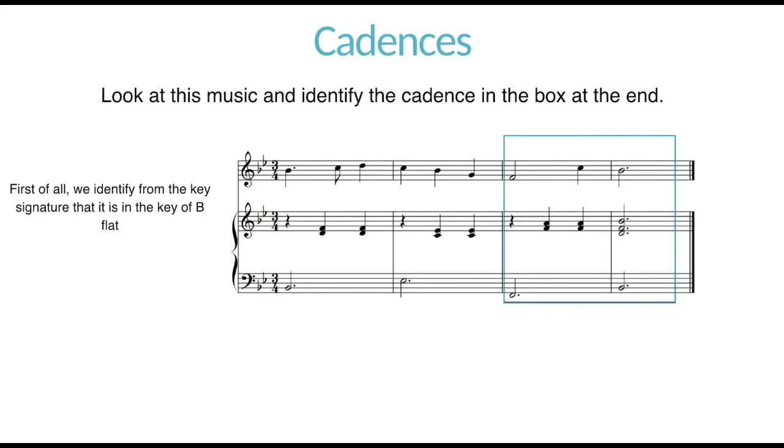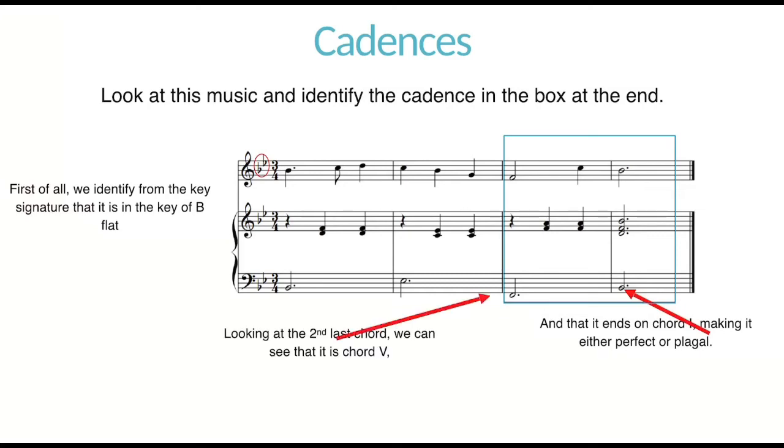So we now need to look at the second last chord. So we know it's in B flat, and we know this chord is chord 1. So the second last chord, we have an F, we have an F, we have an A, we have a C. This is the chord of F. And in B flat, chord F is chord 5. Chord 5 goes to chord 1, makes it a perfect cadence.